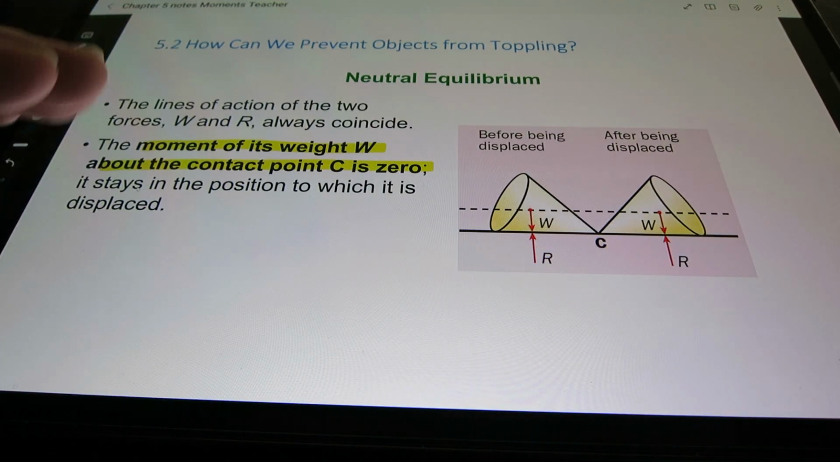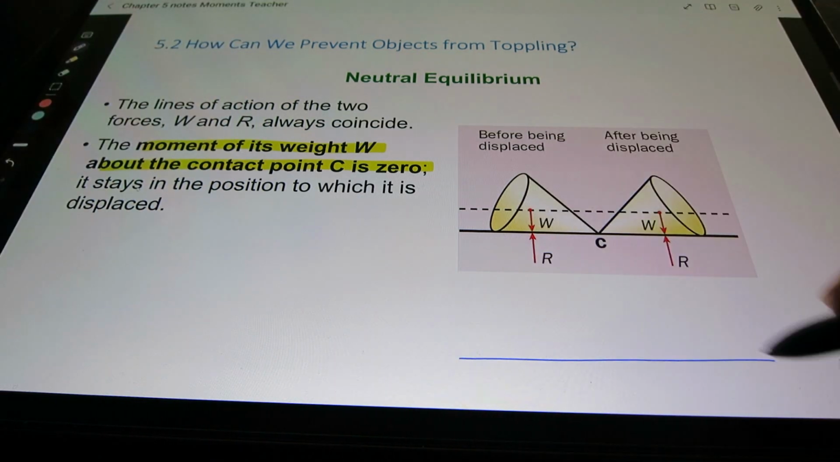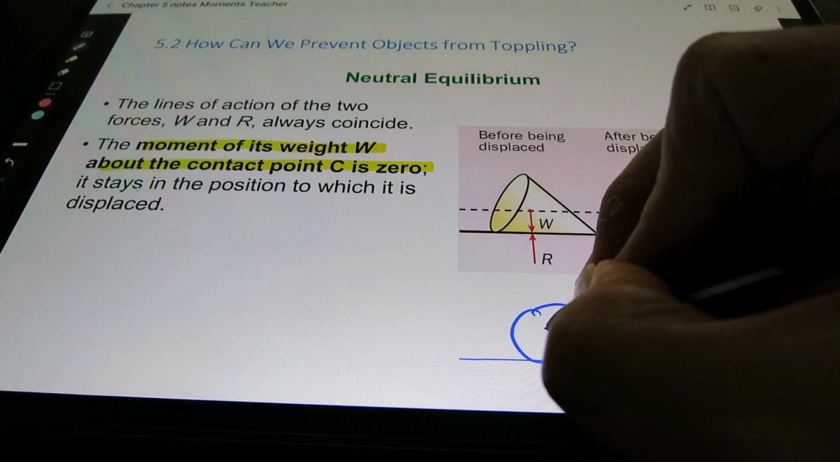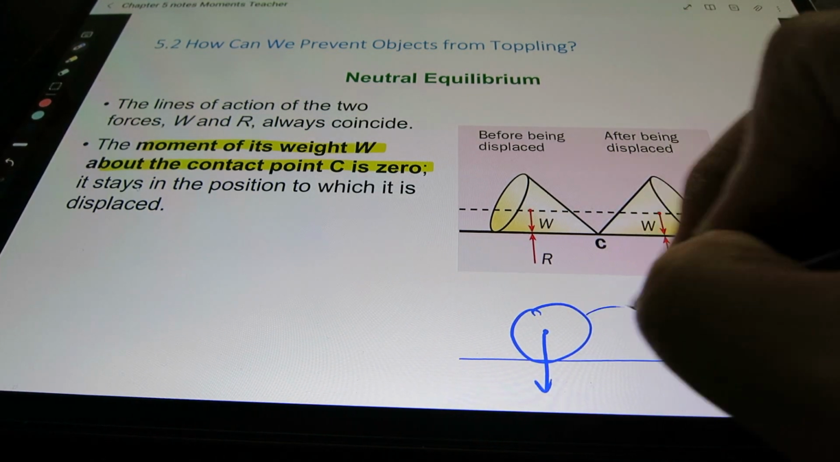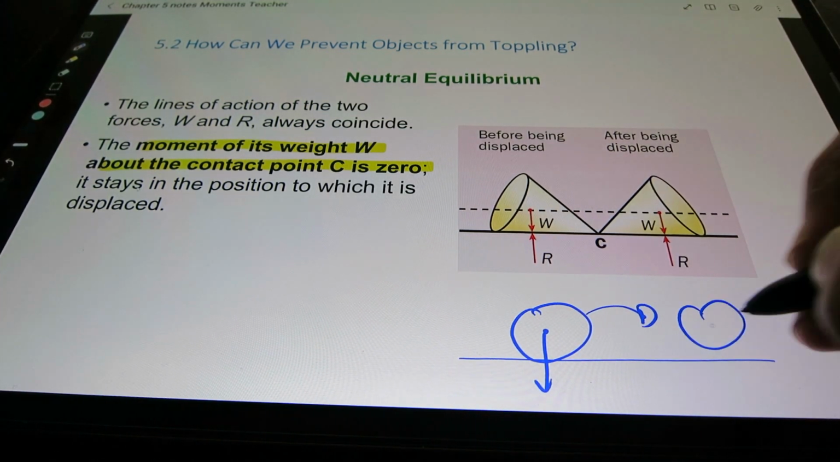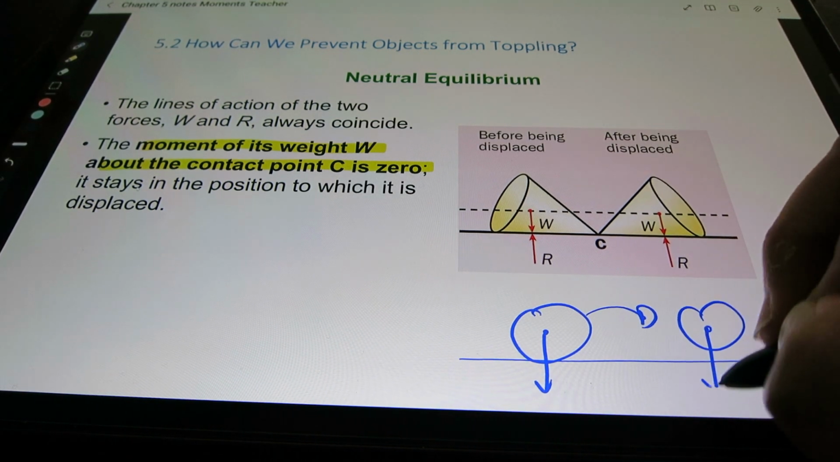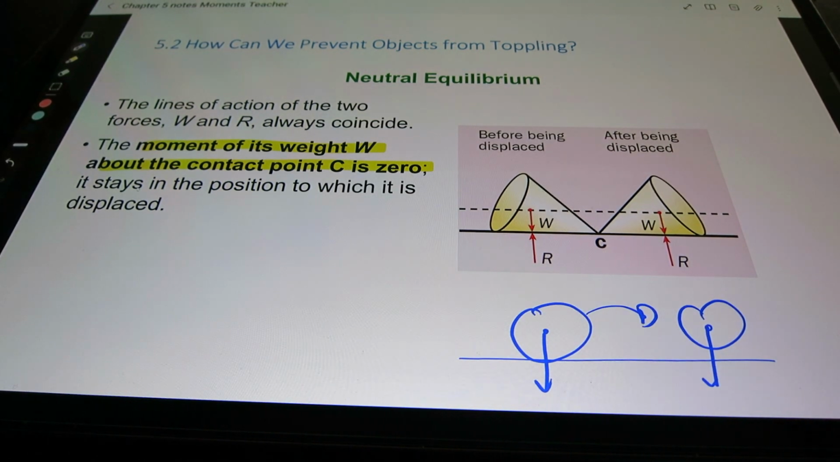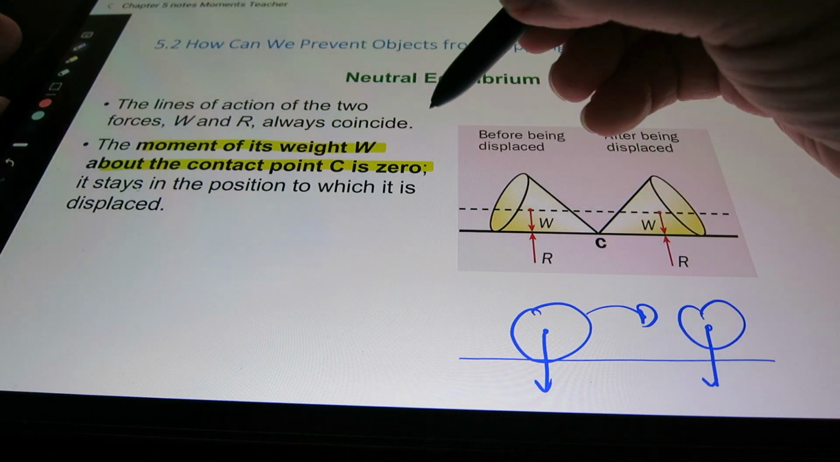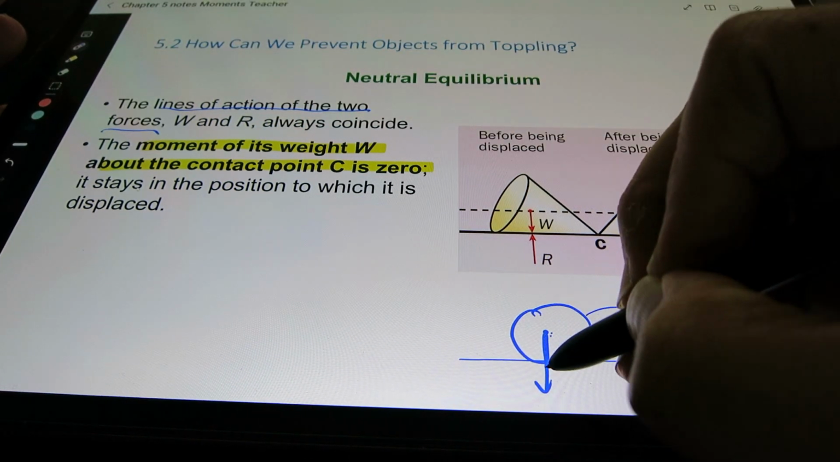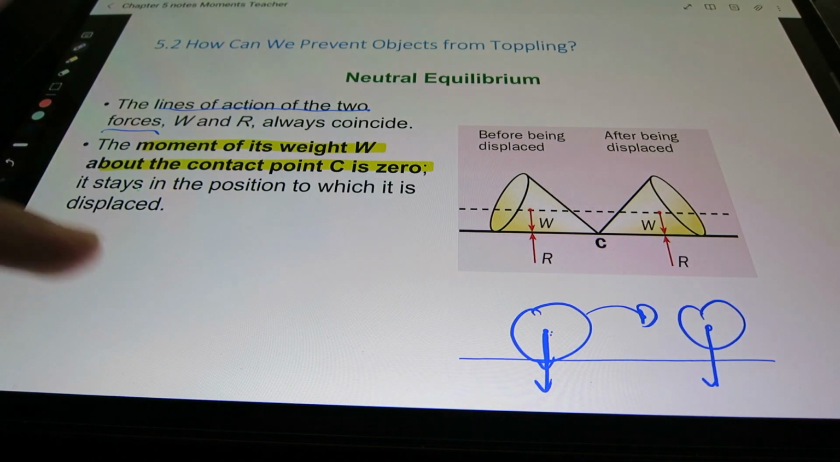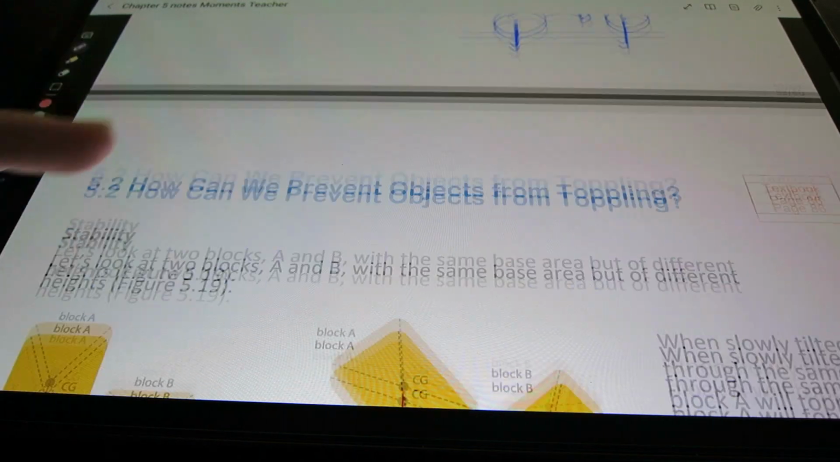Alright, neutral equilibrium, they use this kind of example, but my best example is just the ball. Because with the ball, the center of gravity coincides with the pivot. So wherever I rotate it, even if I rotate it in this direction, the center of gravity will always hit the pivot point. So wherever I leave it, that's where it will stay. So we call this neutral equilibrium. The moment is always there because the line of action of the weight will always coincide with the pivot. So it doesn't matter. It will stay wherever you leave the object.